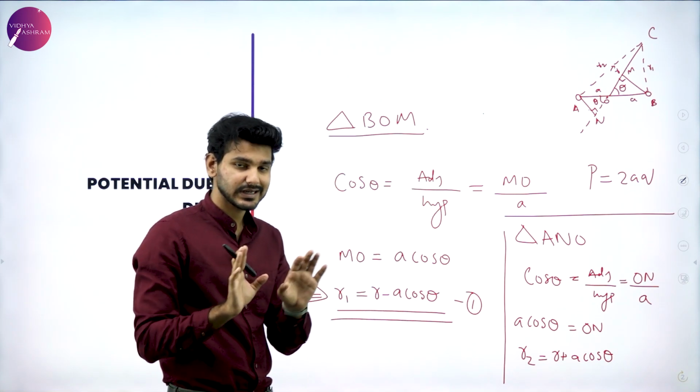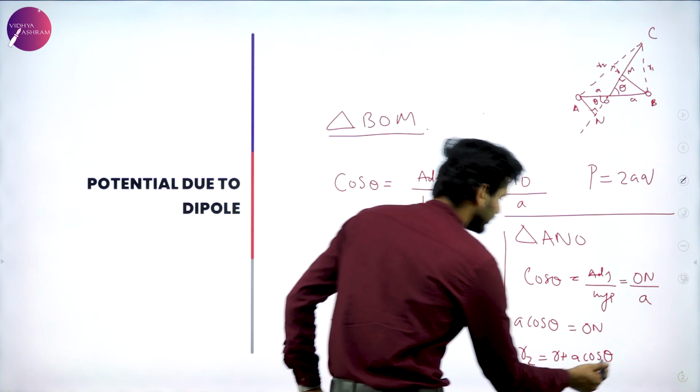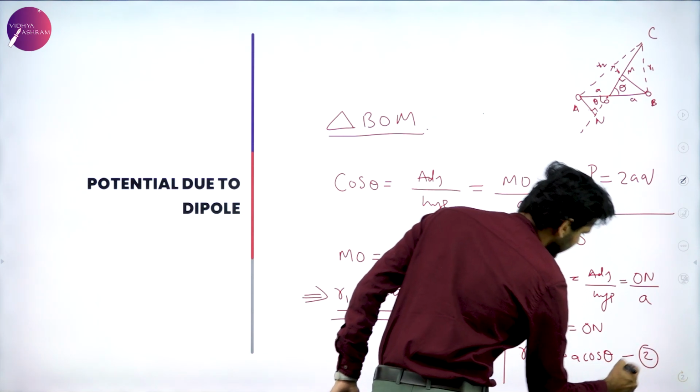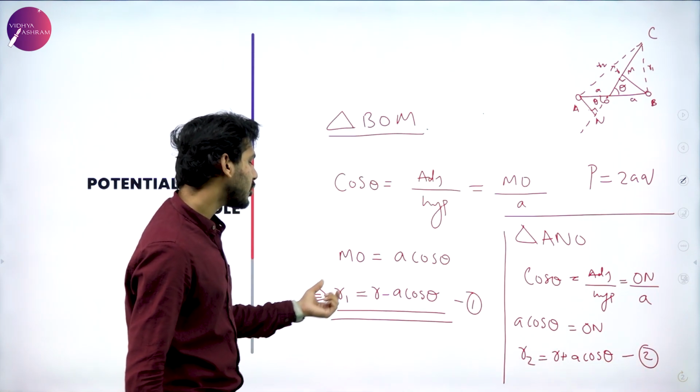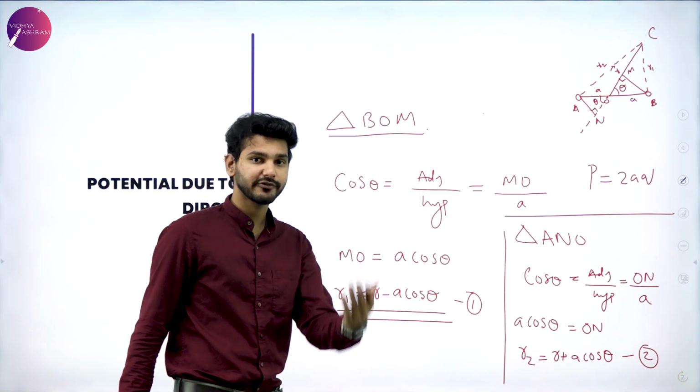Don't worry if it's a little confusing, I'll explain it one more time. First, let's note down these two equations. So we got what R1 is and R2 is. Based on these two, we are going to go forward. Now, why did we find R1 and R2? So that we can find the potential at a particular point away from the dipole.